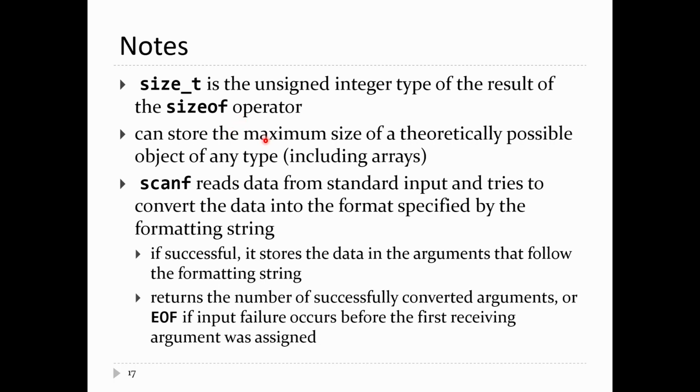And size_t can store the maximum size of a theoretically possible object of any type. If it's an array, you have to be able to index into the array, so it's whatever the largest integer type is that you can use as an index. It's just the type that you use to define sizes in C, that's all. It's actually not a separate type. If you look at the definition for it, it's something like unsigned long int. It could be unsigned int, depending on your computer, operating system and architecture. So that's what size_t is.